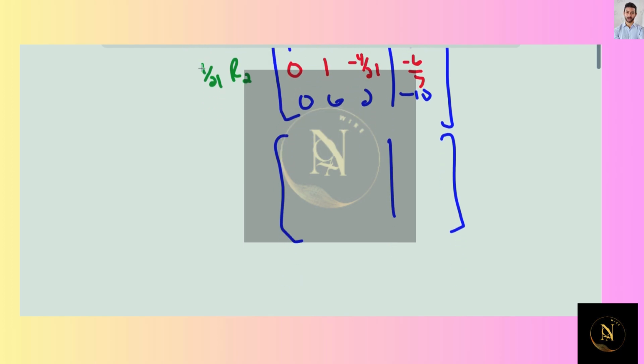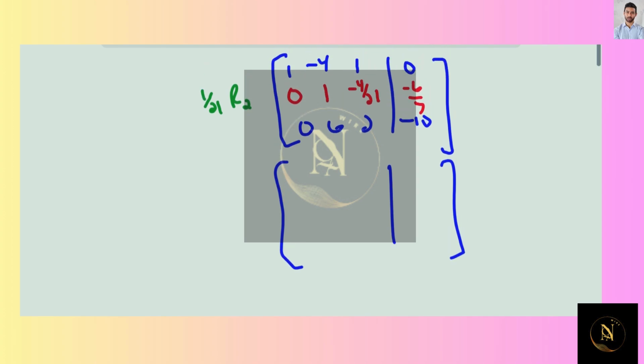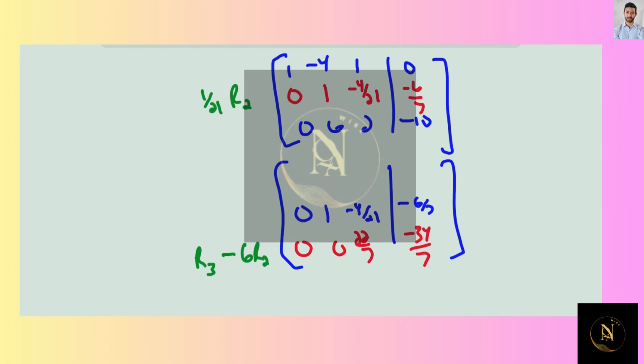Then, let's see, we could then get a 0 in row 3 by taking row 3 and subtracting 6 times row 2. And that'll give us a 0 in row 3, and 22/7 and negative 34/7. And rows 1 and 2 can stay the same.